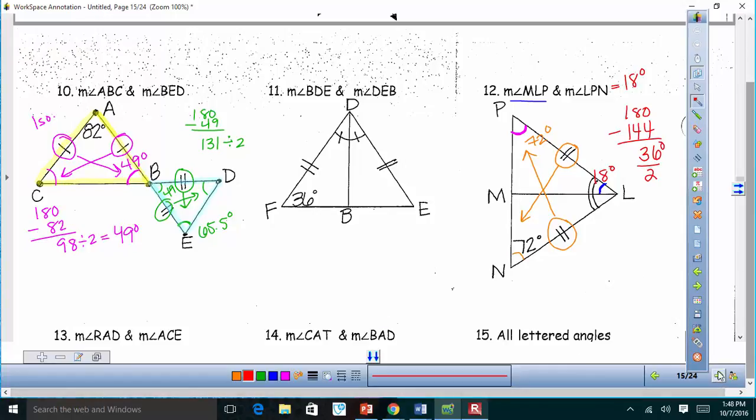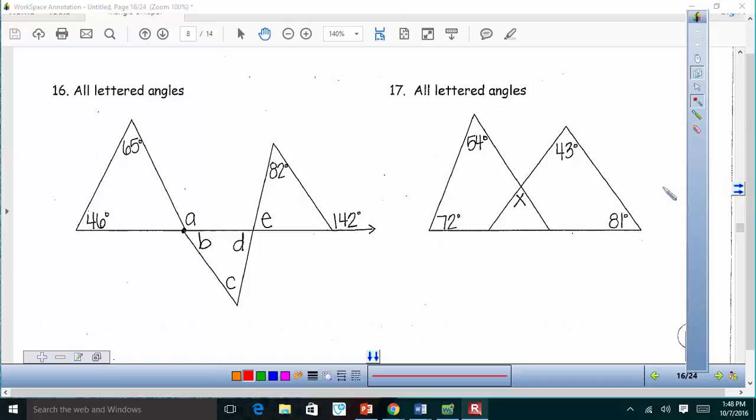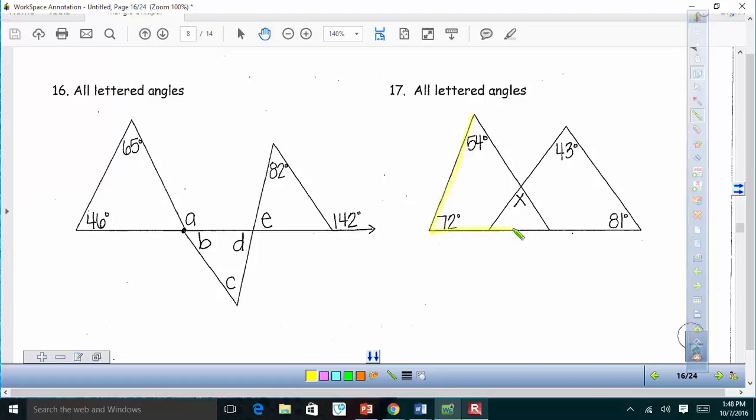Okay, and one more. Okay, let's look at 17. So in 17, how many triangles are there actually in this problem? There's 3. So I'm going to start with the one on the left. Since it has 2 angles already given to me, I'm just going to find the third angle. So one of the angles is 54. One is 72, and I need to find this third one.